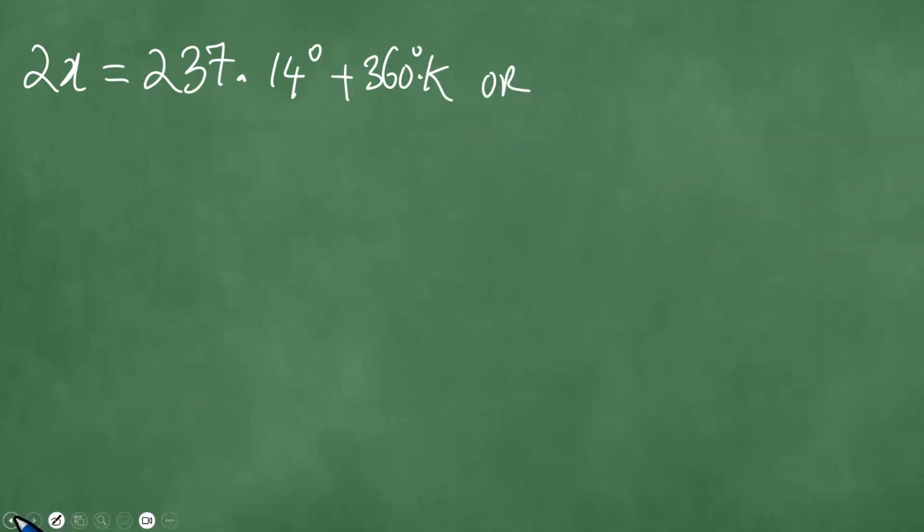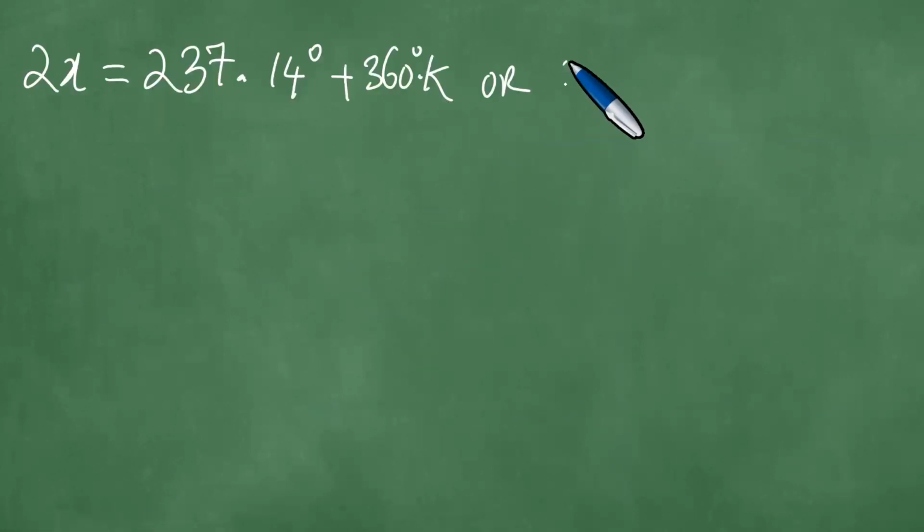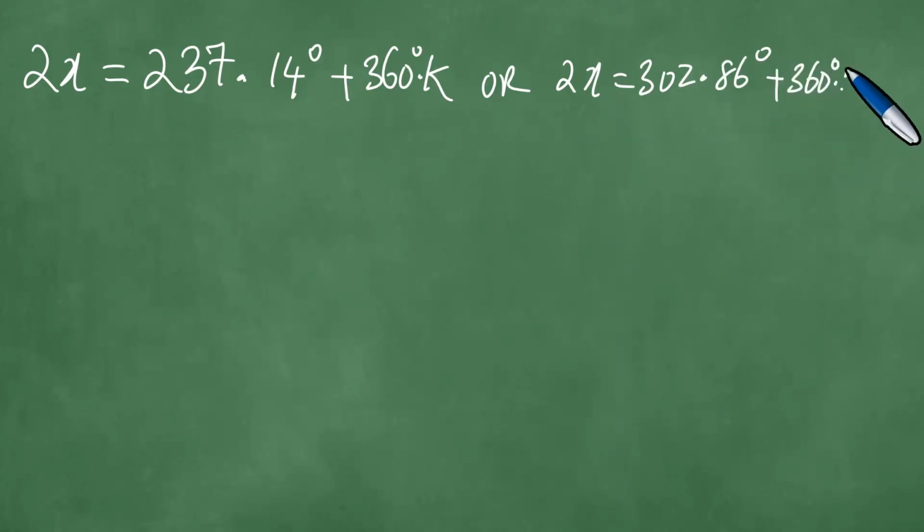Or now we have 360 minus 57.14. So this is 2x equal to, this one is going to be 302.86. 2x is 302.86 degrees plus 360 by k. K is an element of the set of integers.